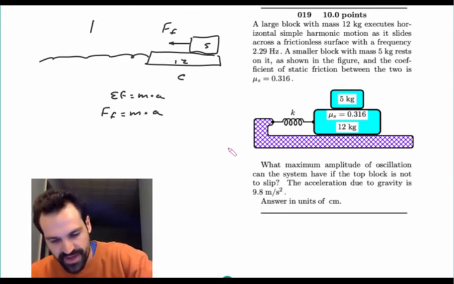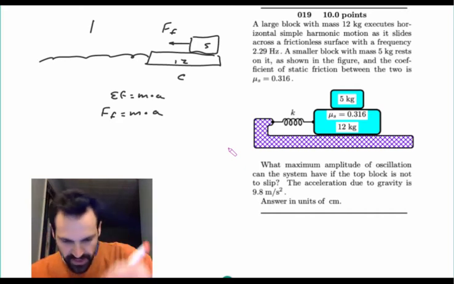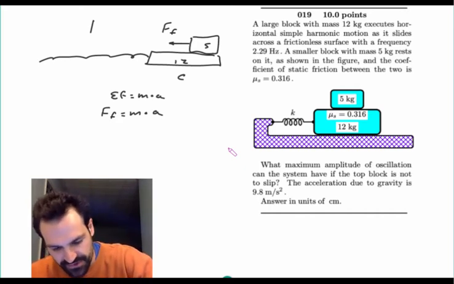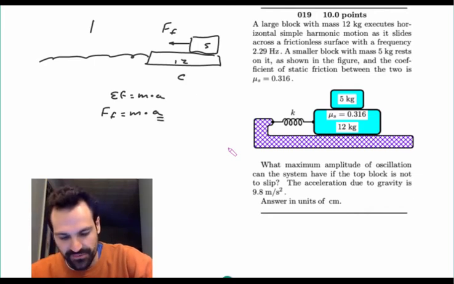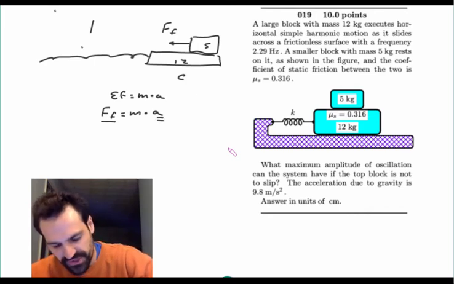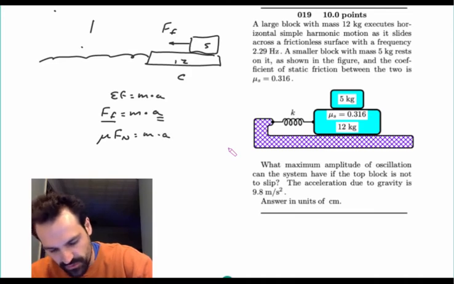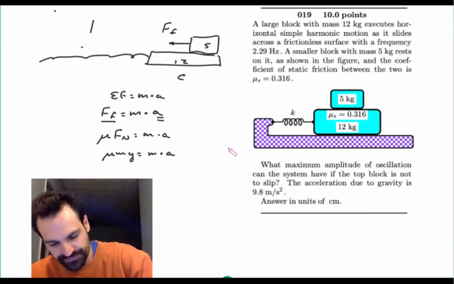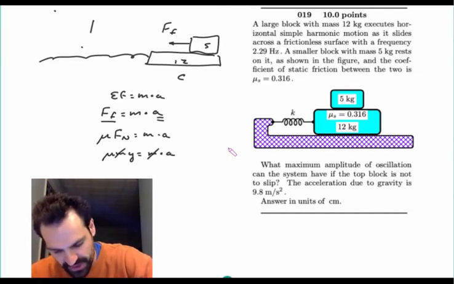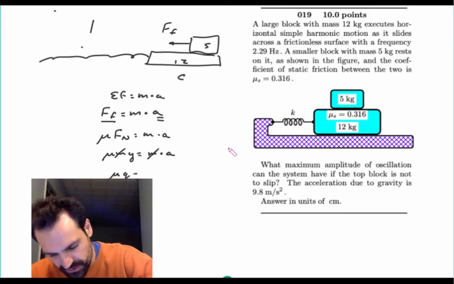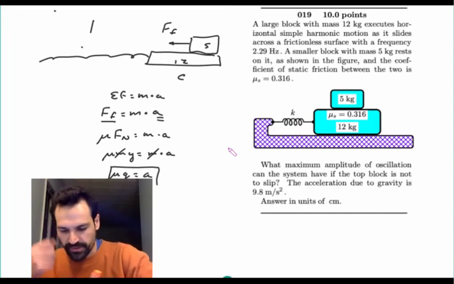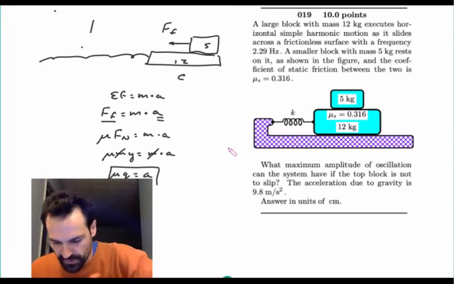We're trying to figure out what the max amplitude is, and that max amplitude will be the one that will create this acceleration. So the force of friction is mu times the normal force. Mu Fn equals mass times acceleration, or mu mg equals mass times acceleration. Mass cancels out on both sides, so mu g equals acceleration. But that doesn't tell us anything about the max amplitude.